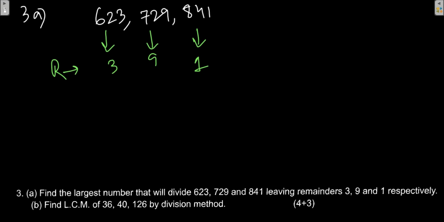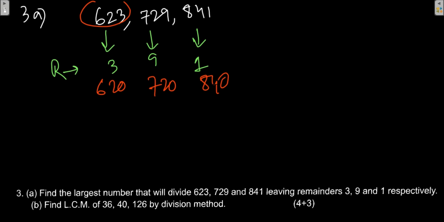So we know that whenever there is a remainder, we need to subtract it. After subtracting the remainder, what would your numbers be? From 623, if you subtract 3, it would be 620. From 729, if you subtract 9, it would be 720. From 841, if you subtract 1, it would be 840.